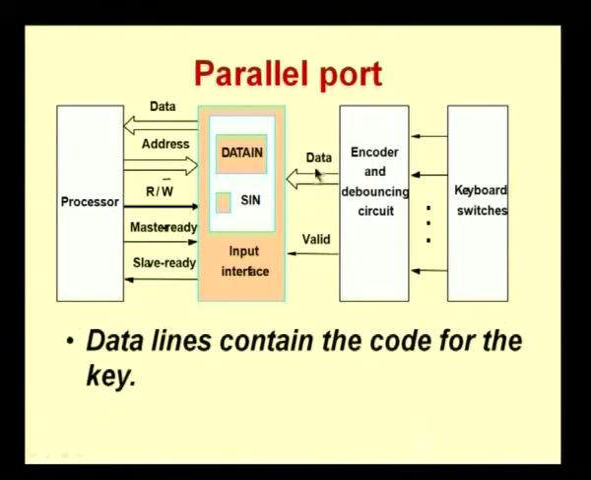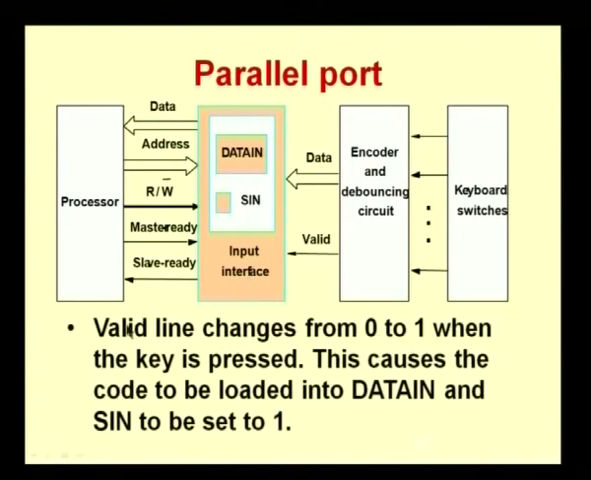And what are the data lines that we have here? You can see that there are some lines called data lines. These lines will contain the code for the key. And there is also a valid line. This valid line will indicate whether a key has been pressed or not, that is, whether there is valid data available on these data lines or not. So, the valid line will change from 0 to 1 when the key is pressed.